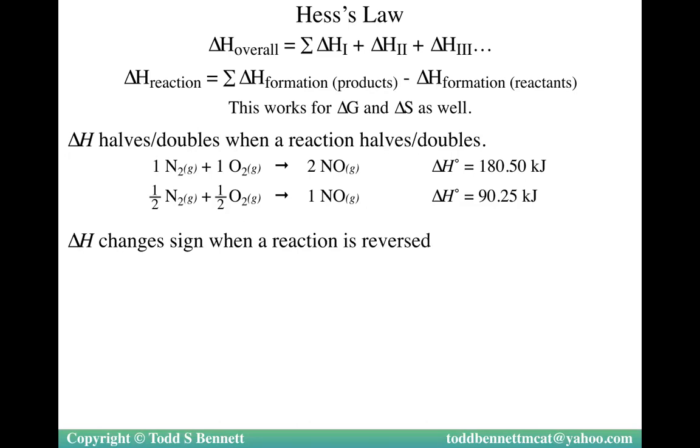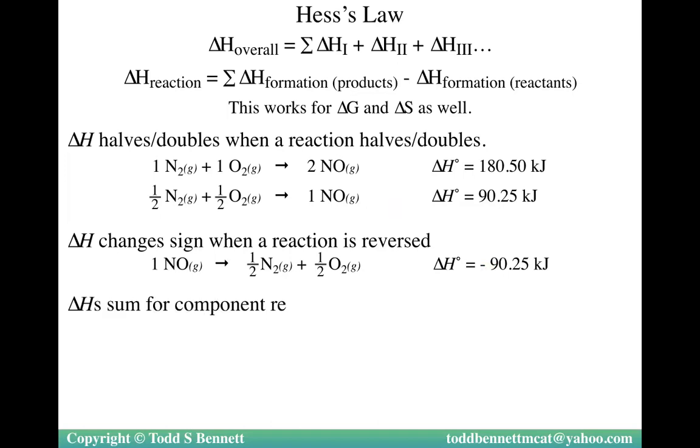When you reverse a reaction, so if I take NO and go to 1/2 O2 and 1/2 N2, then this becomes a negative number. When you run a reaction backwards, it's the negative of what it was in the forward direction. And then finally, delta H is the sum for all the reactions together.